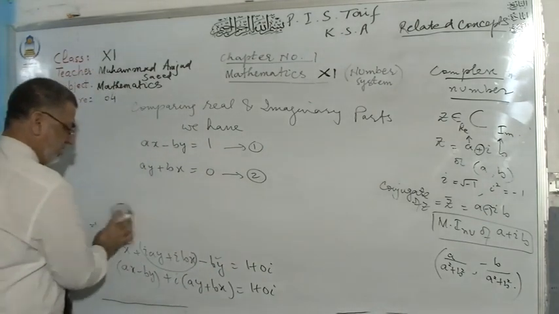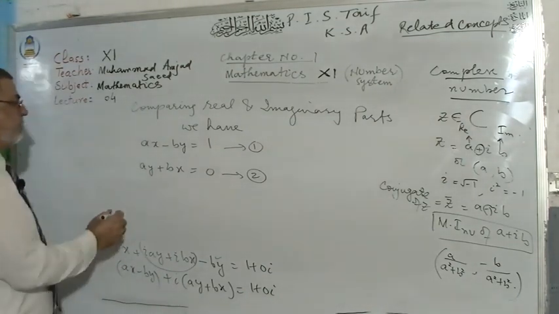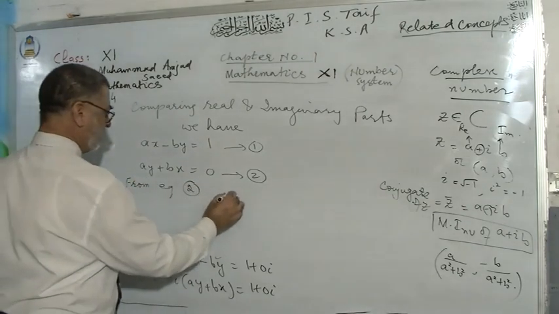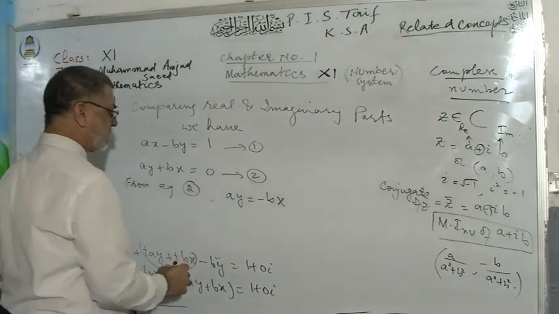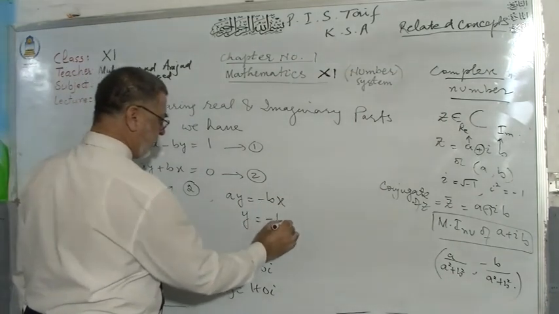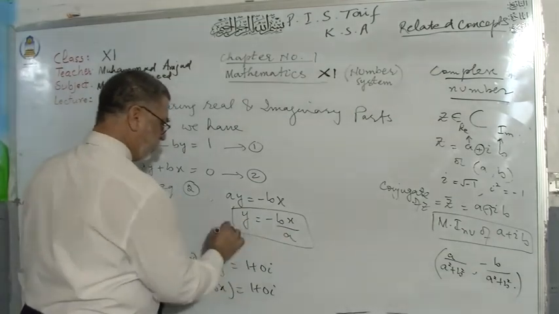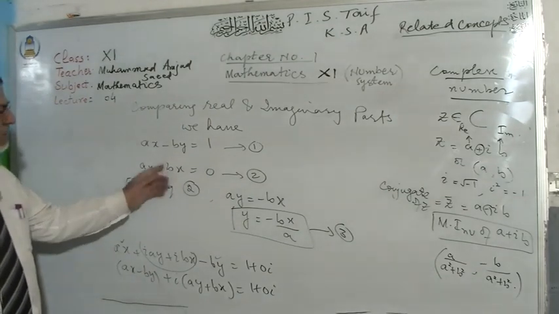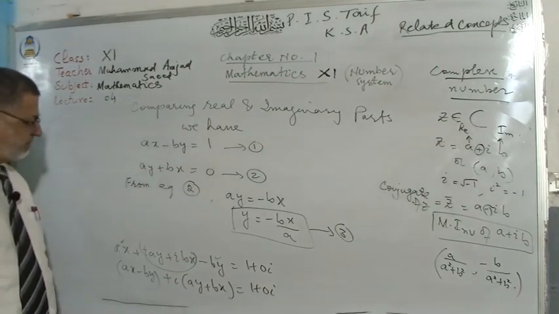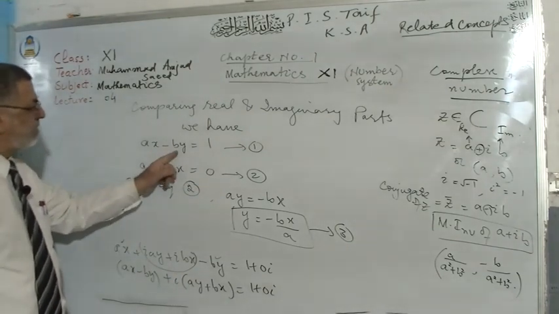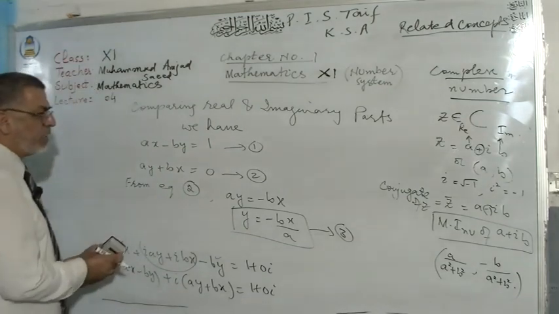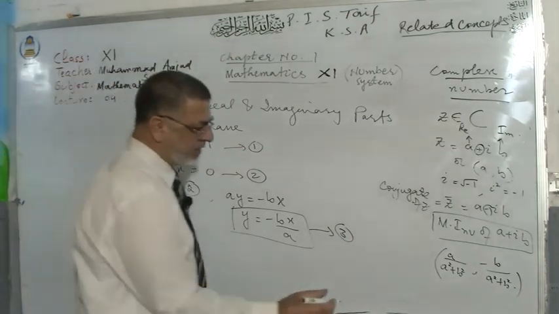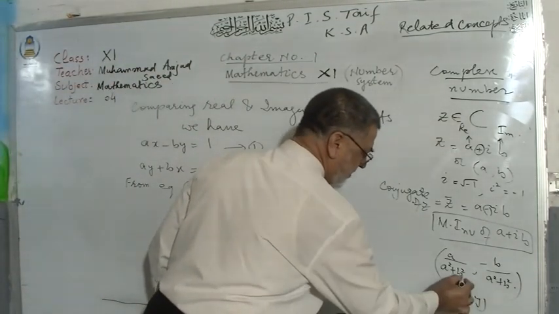From equation 2, ay is equal to minus bx, and y is equal to minus bx over a. This is your equation number 3. Take bx on the right hand side and then divide by a. Using the value of y in equation number 1, actually you are going to find the value of x and y. I told you, you have to find the value of x and y.